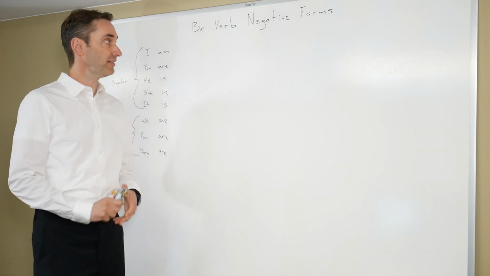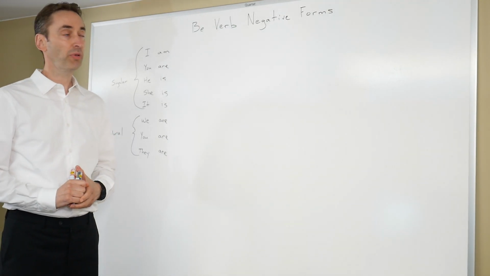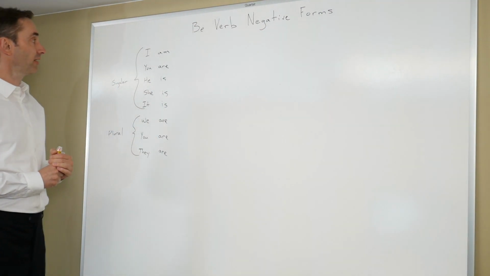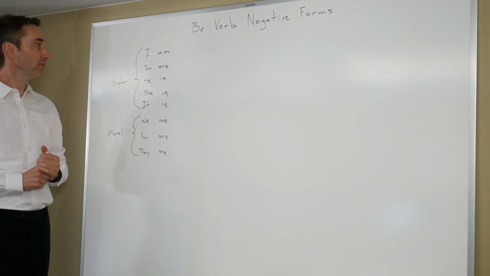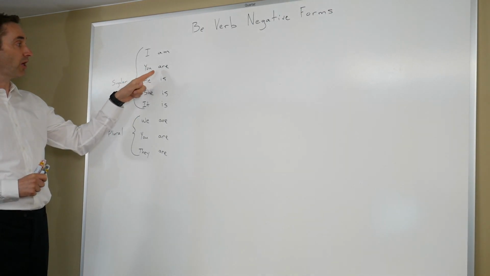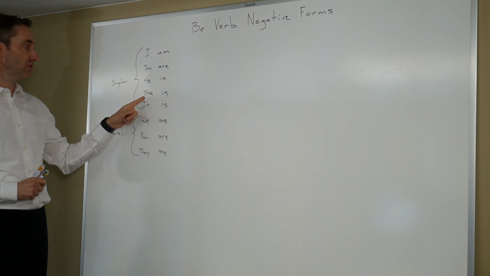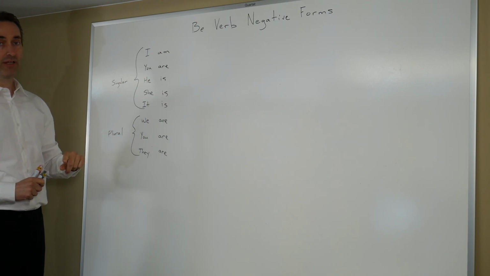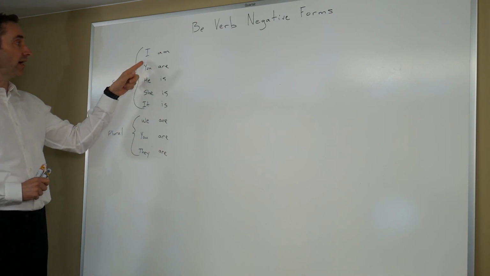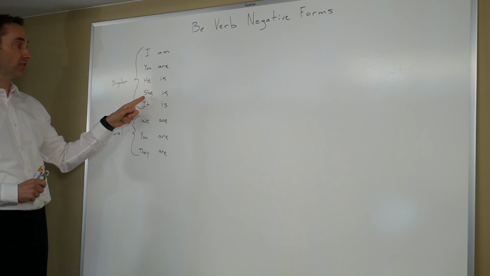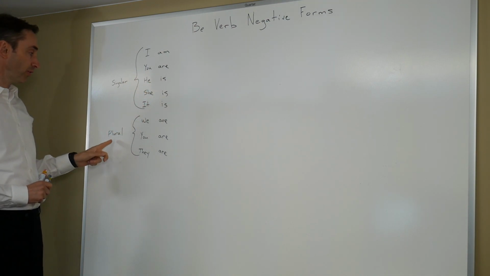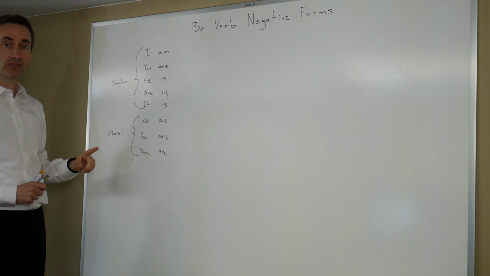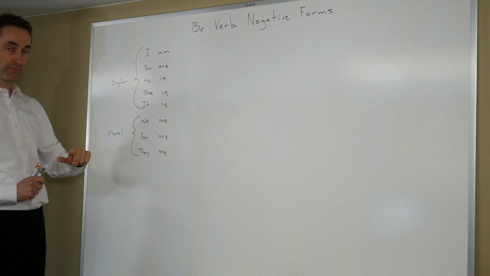Today we'll be studying Be Verb Negative Forms. 今日の勉強はビー動詞の否定の形です。The affirmative forms of Be Verb are I am, you are, he is, she is, it is. These are the singular pronouns. 単数の代名詞の形は I am, you are, he is, she is, it is. Plural forms are we are, you are, and they are. 複数の形は we are, you are, they are.